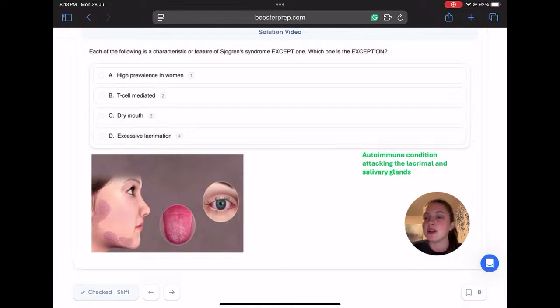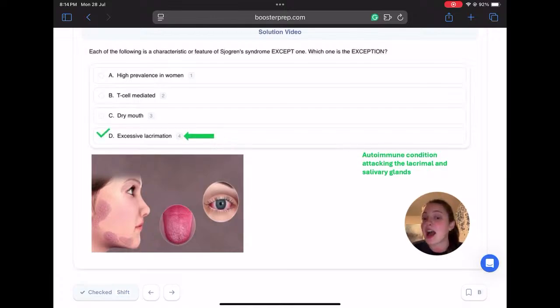Other oral findings that typically come alongside this diagnosis include cervical caries, increased candidiasis prevalence, and burning feeling of the tongue, which that dry mouth really contributes to. Now, diagnosing this condition can be difficult as there are specific international classification criteria for Sjogren's syndrome. Treatment for this condition includes hydration, artificial tears and saliva, and medications that induce salivation. Now, based off of everything we just said about Sjogren's syndrome, it should be very obvious what the answer choice is. The one that is not a feature of Sjogren's syndrome is D, excessive lacrimation.